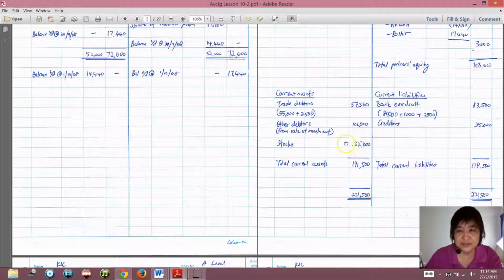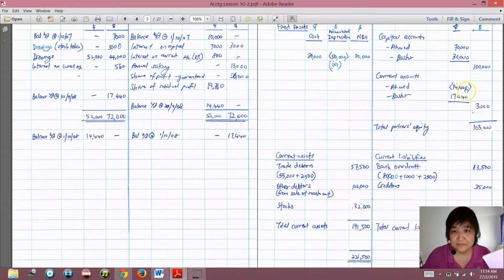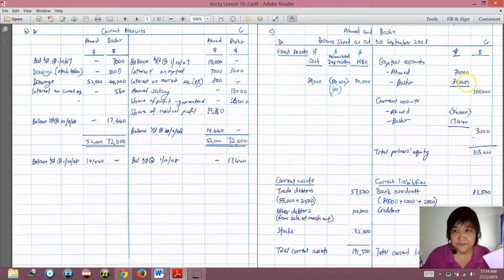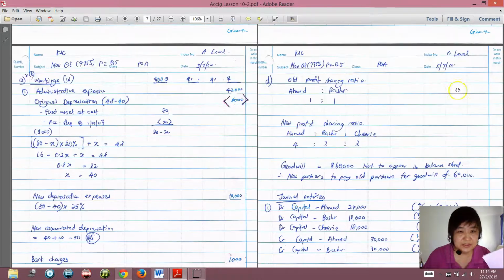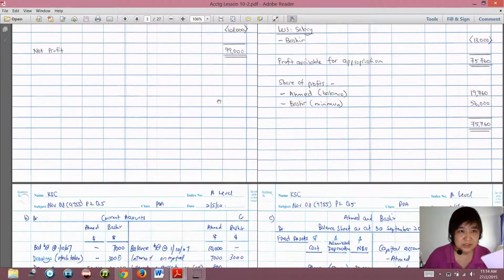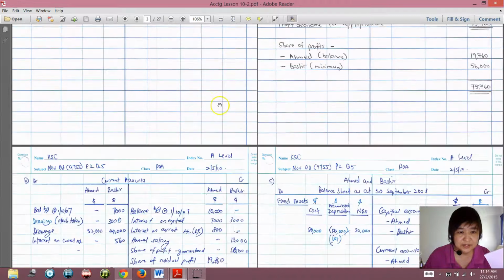So this one I explained already. Creditor is just copied from the question, no adjustment, 35,000. This one I explained already. So the whole balance sheet I explained already. Then the workings also I explained already. So I explained all the figures here already.